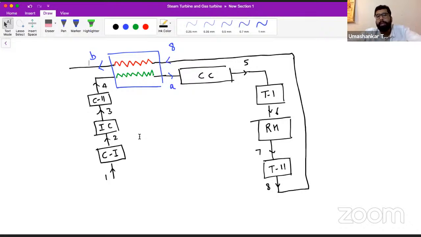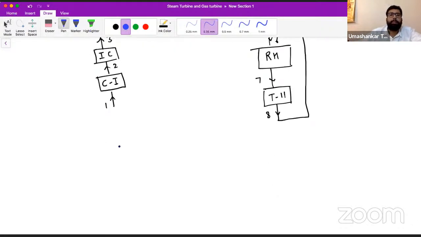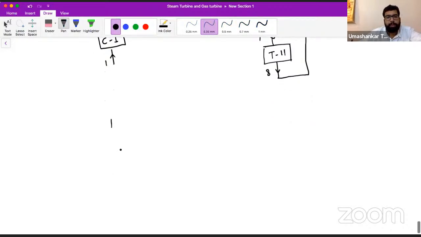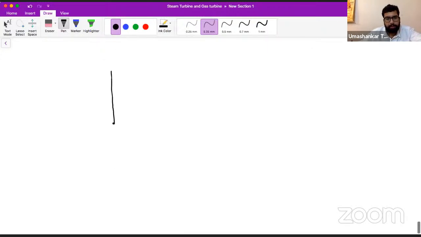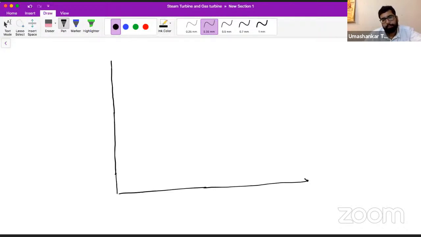Very nice. So let me make the TS diagram and write the efficiency. So again, we have three pressure lines, because our game is between three pressures.